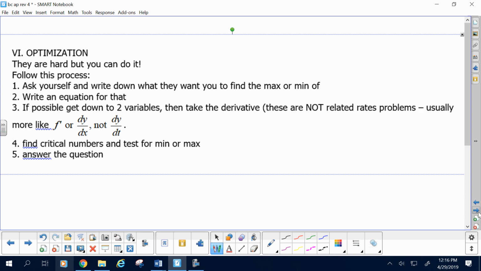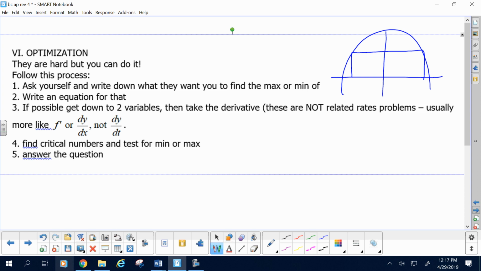And then optimization. This has never, from my experience, been a free response question. It is usually a multiple choice question, usually of the analytic geometry variety, something like, what's the greatest rectangle that can be inscribed between the axis and the parabola?